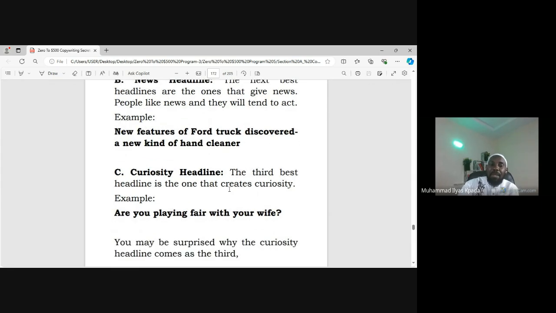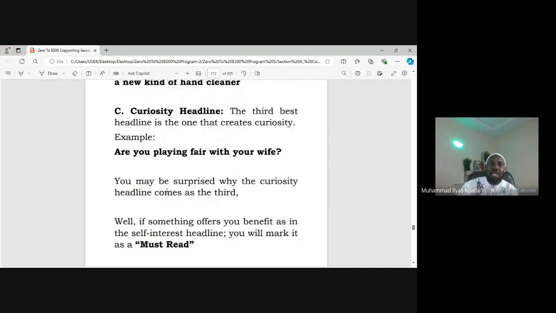The third best headline is curiosity. Are you playing fair with your wife? Somebody will read this headline and think, what is this guy talking about? Anyway, I'll check it later. It happens, right? But it depends on the level of curiosity.